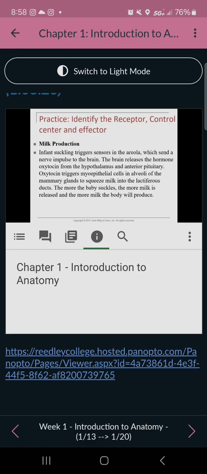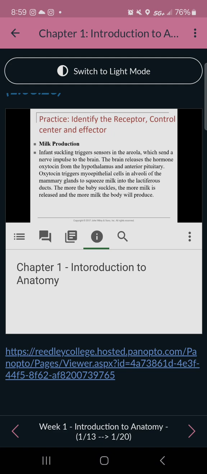Then the brain releases the hormone oxytocin from the hypothalamus and anterior pituitary. Oxytocin triggers myoepithelial cells in alveoli of the mammary glands to squeeze milk into the lactiferous duct. The more the baby suckles, the more milk is released and the more milk the body will produce. Okay, so now in this scenario, let's identify what is the receptor, the control center, and the effector.